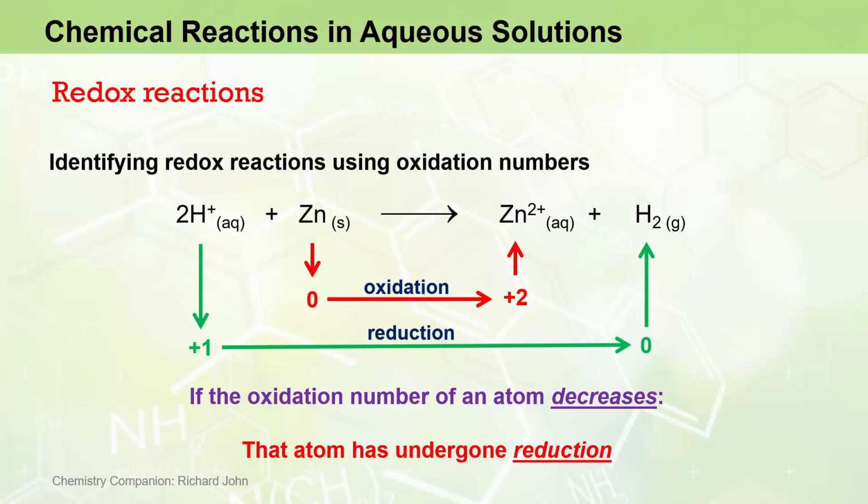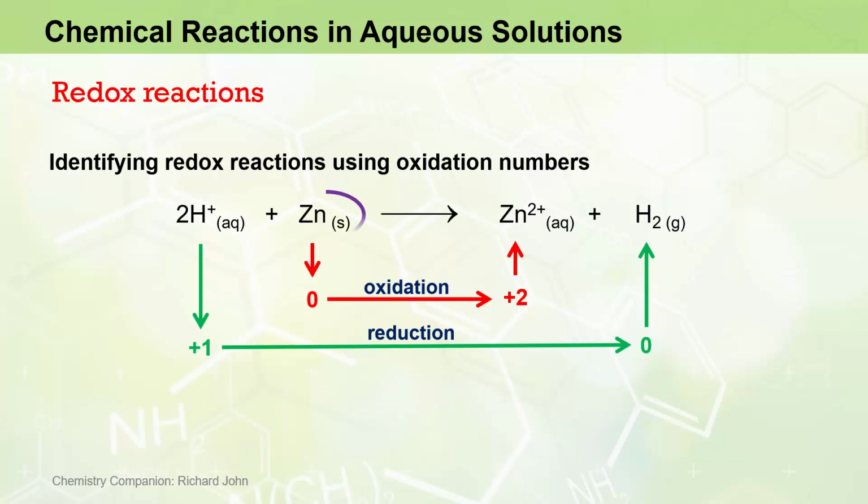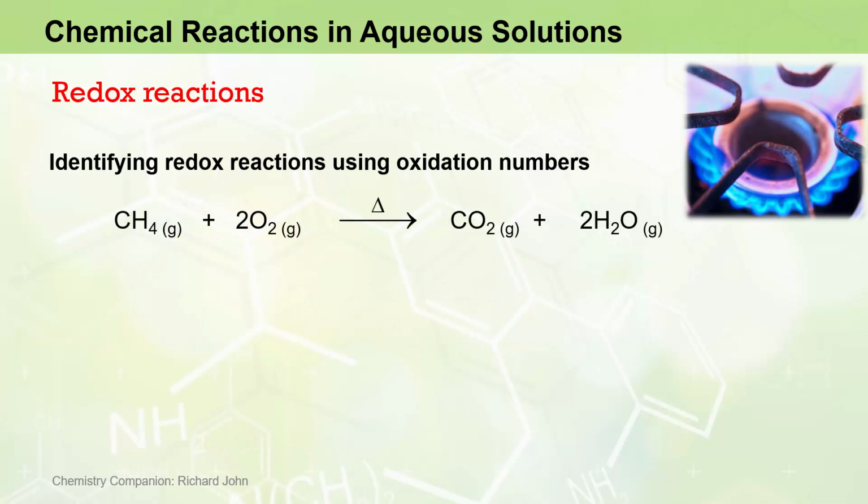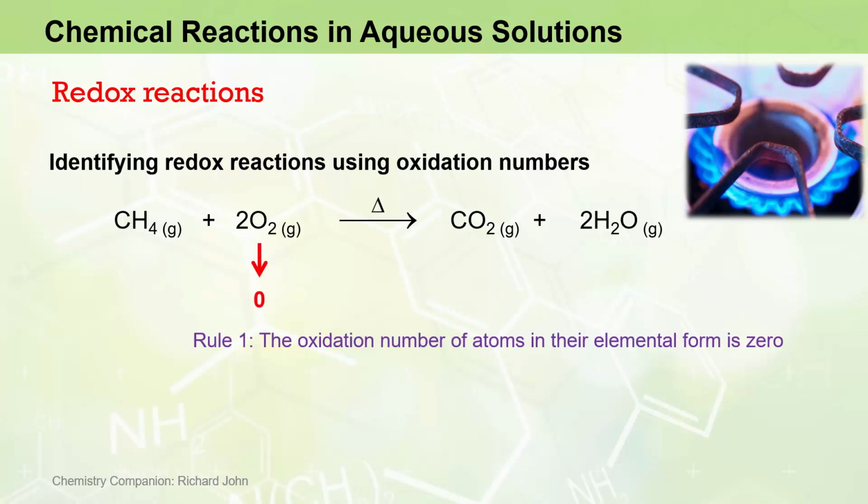And so we see that by assigning oxidation numbers to each atom in a chemical equation, we can determine which chemical substance has undergone oxidation and is therefore the reducing agent, and which substance has undergone reduction and is therefore the oxidizing agent. If we go back to our combustion reaction of methane plus oxygen producing carbon dioxide and water, we can identify the element in this equation as elemental oxygen, and via Rule 1, assign these oxygen atoms an oxidation number of 0. So that's an easy one.